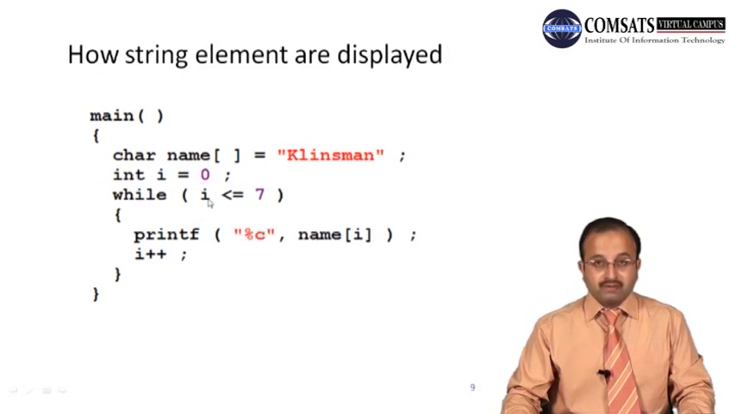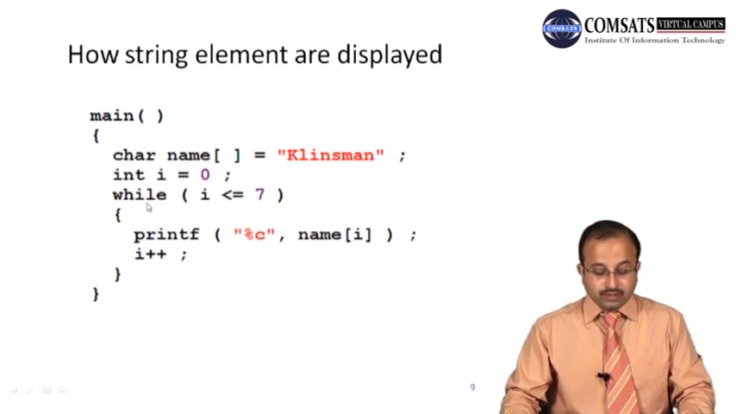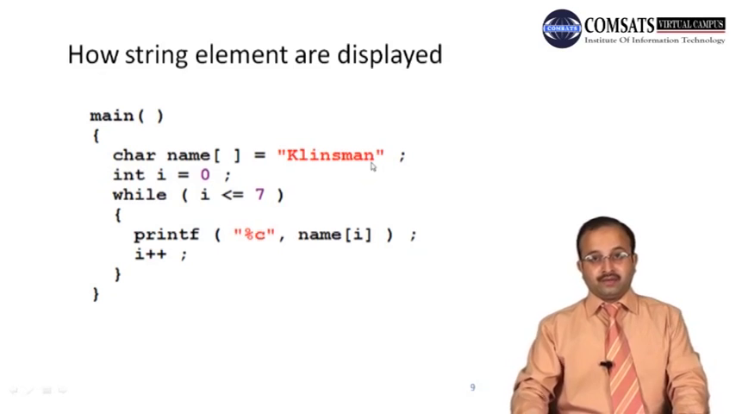1 is less than or equal to 7, the condition is true, so it again prints %c, name of 1, and the character at name of 1 is L, so L will be printed, and the value of i will be incremented with plus plus. This loop will be executed 8 times, starting from 0 and going up to 7. So 8 times this will be executed and it will print all these characters except the null character.